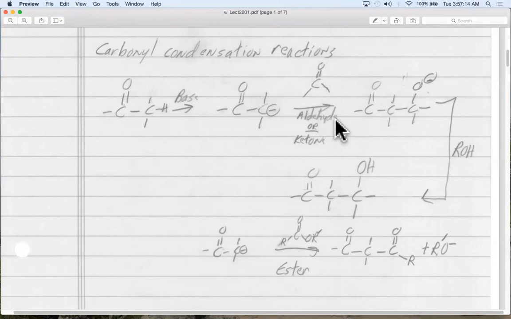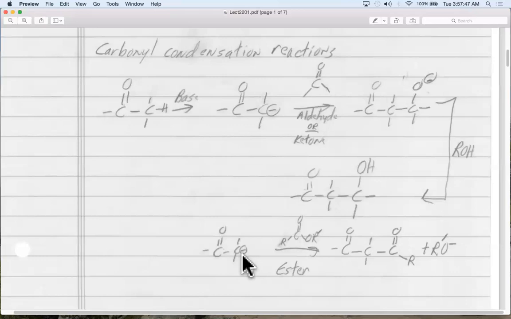electrons. So what we end up with is the pair of electrons, and I haven't shown my electrons on my oxygen here, is on the oxygen, and therefore it's a negative charge. Then we add an alcohol or some kind of other compound that has an acidic hydrogen in it, and we protonate that oxygen. So the overall result is that the reaction combines two C=O compounds.